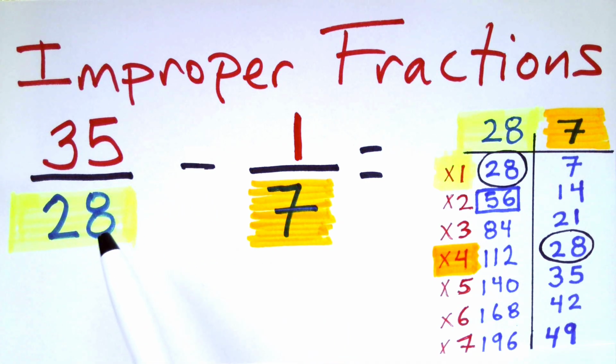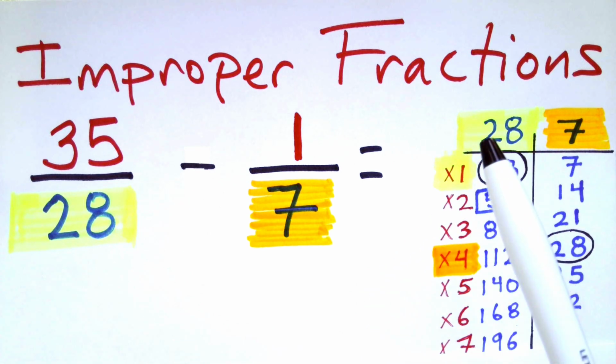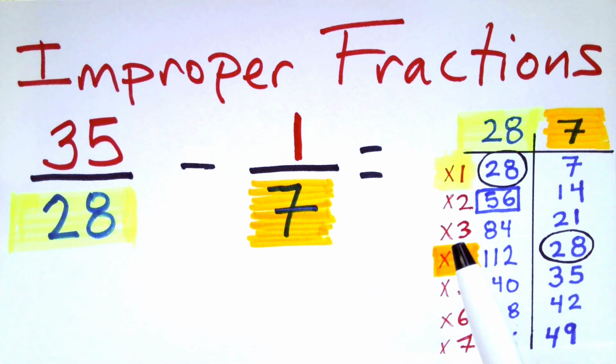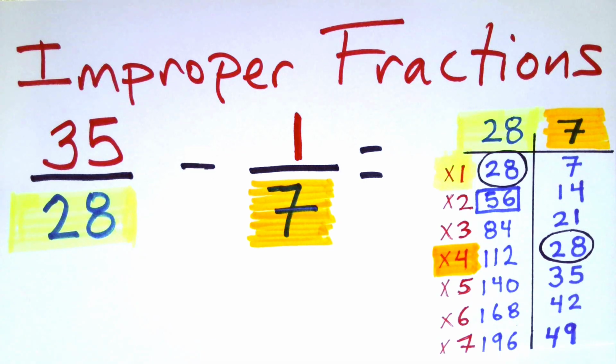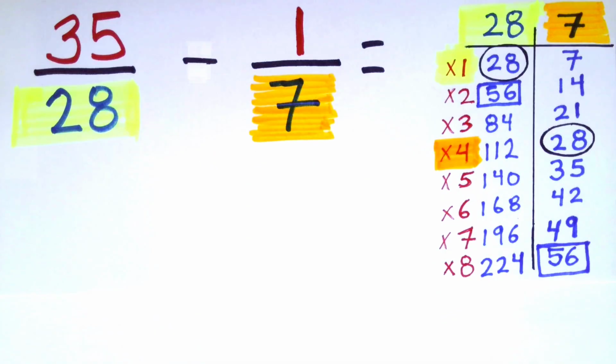So I'm going to set up 28 and 7 at the top of my product chart. And I'm going to multiply each of these times 1, 2, 3, 4, 5, 6, 7, 8, all the way to 20 if I have to, to show what products both of these values, 28 and 7, share. Okay, so let's go ahead and take a look.